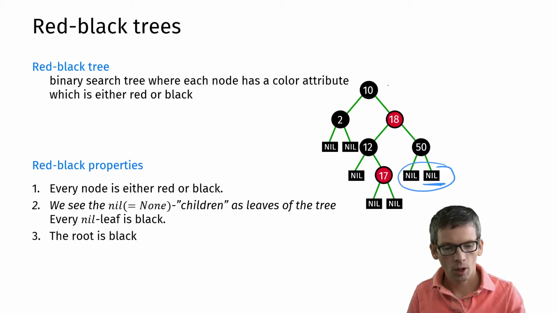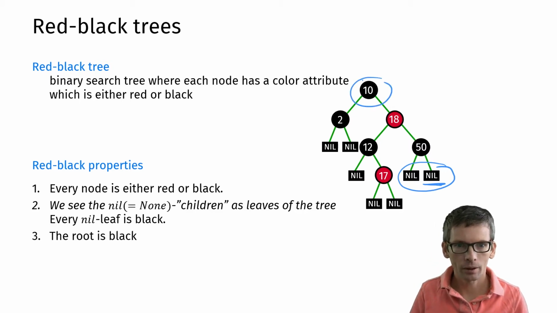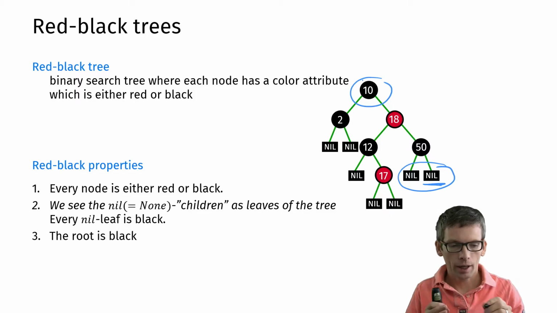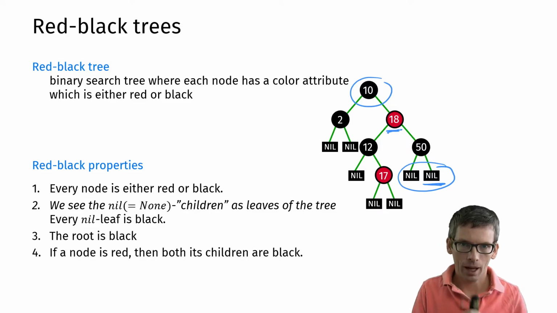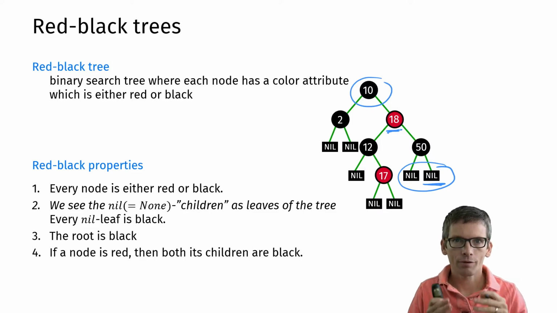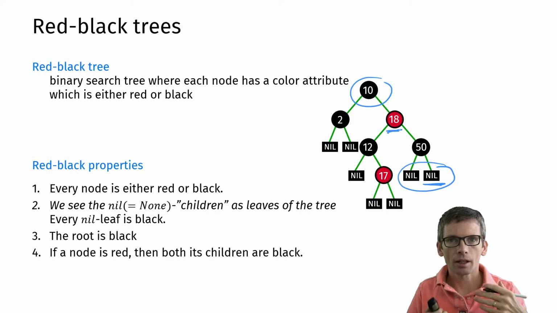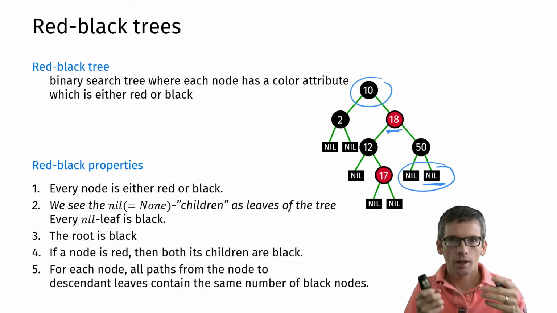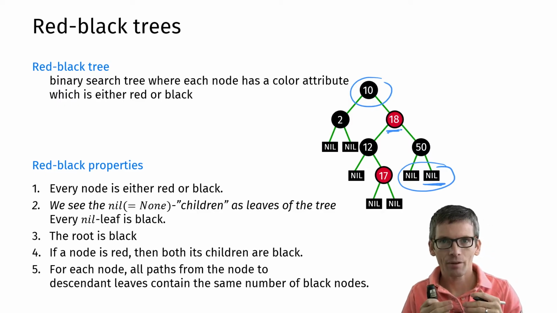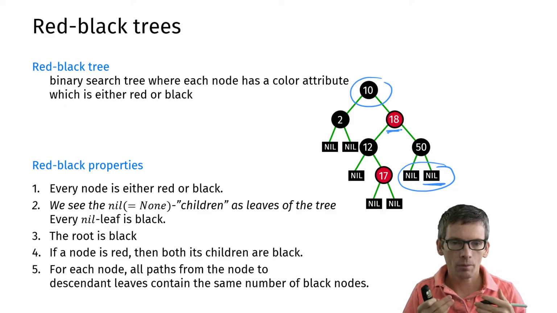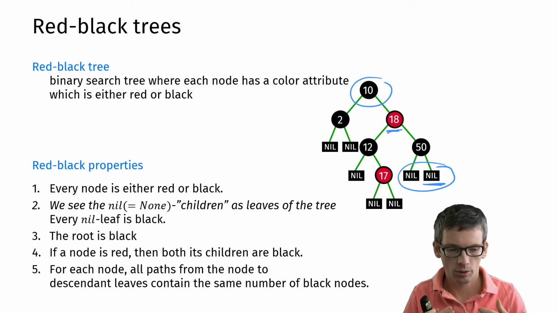Then also the root of the tree should be black. And now if I have a red node somewhere, like the 18 here, then its two children should both be black. And the final property is that if I am at a node, any path to a leaf should contain the same number of black nodes.